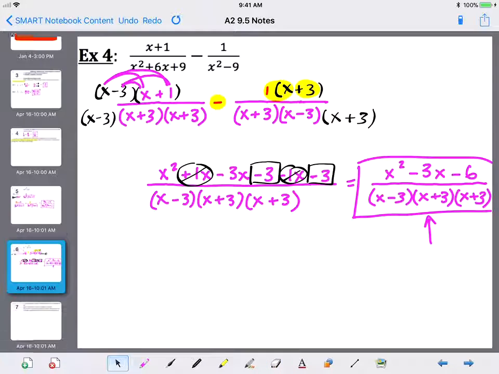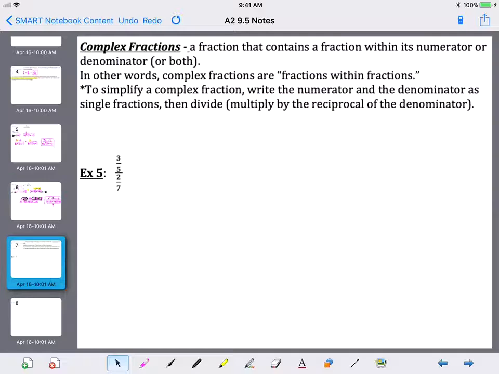Okay, last topic in this lesson is complex fractions. In short, a complex fraction is just a fraction within a fraction. So it's like fractionception. To simplify these, we can just rewrite them as single fractions in both the numerator and the denominator, and then we can just turn it into a division problem.